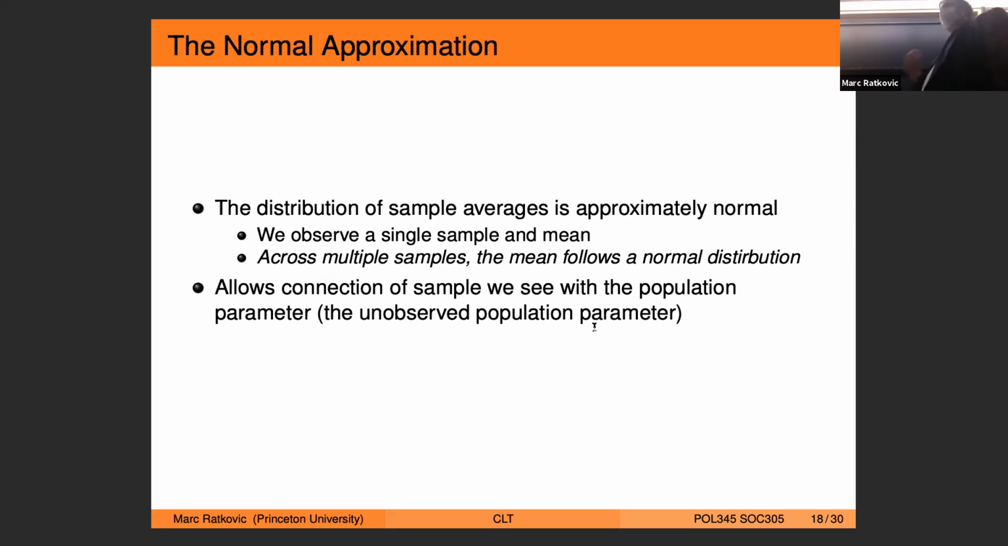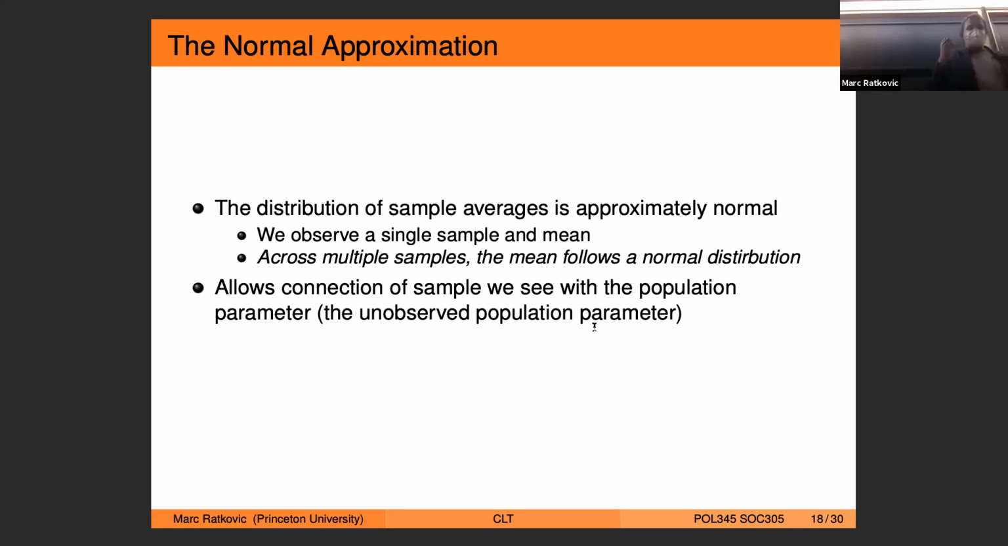Thinking about how to connect our estimate to the true value we're trying to estimate. Now, when we talk about connecting the estimate to the true value, we never actually know how close the estimate is to the true value because we don't know the true value. But we can connect them probabilistically. And that's the next step we're going to take. That's going to get us to the normal approximation and the central limit theorem.